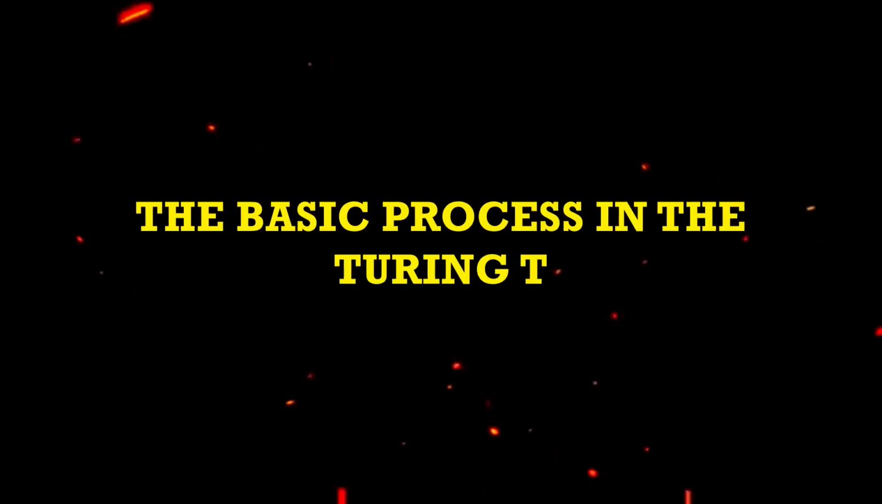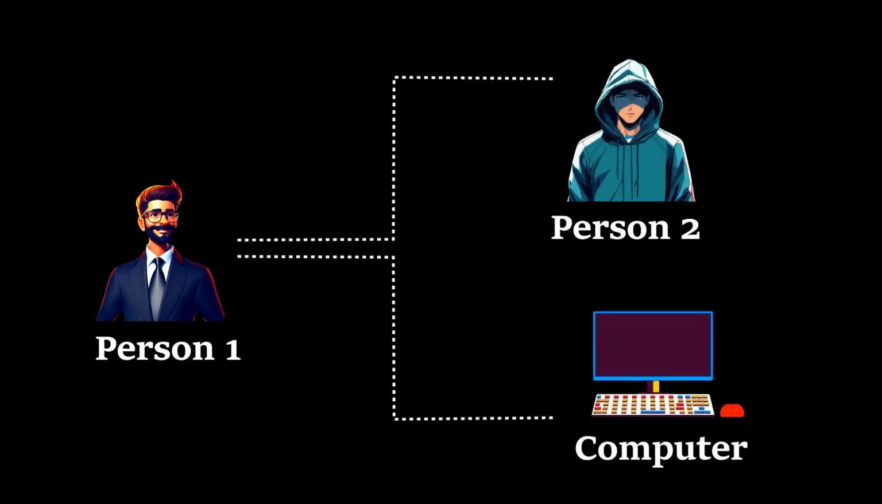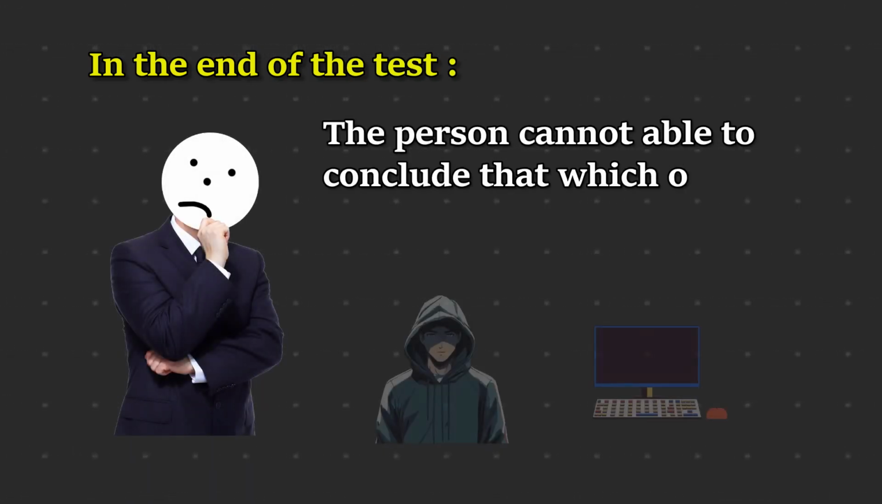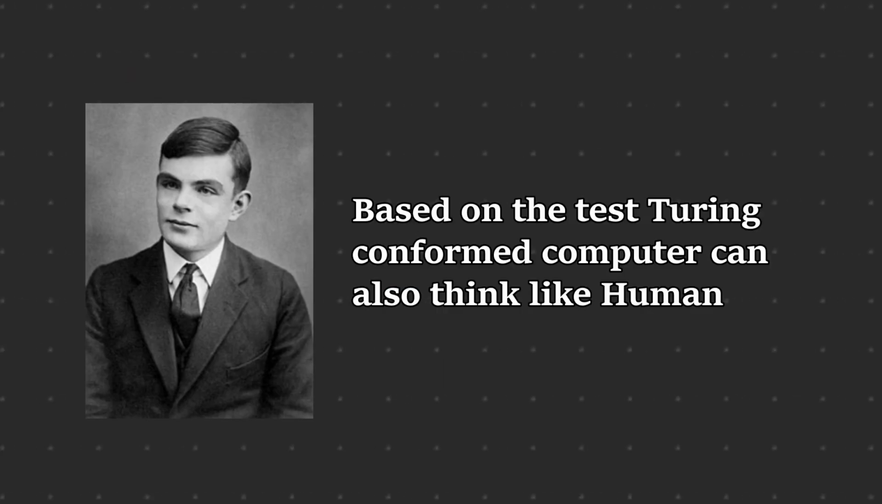The basic process in the test is that a person chats with another person and a computer. The person needs to conclude which one is human and which one is computer. At the end of the test, if the person cannot conclude which is the human being and which is the computer, then Turing confirmed that a computer can also think like a human.